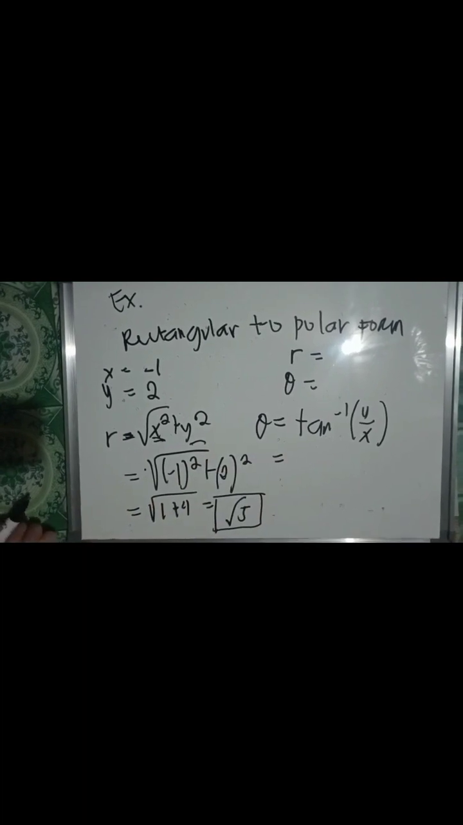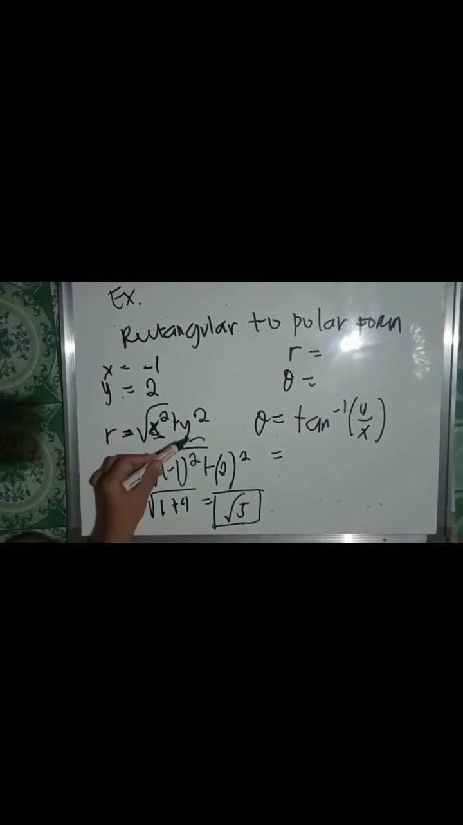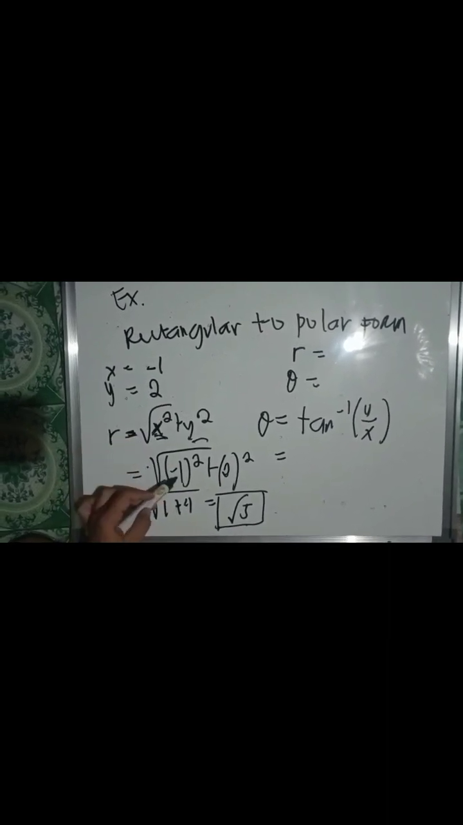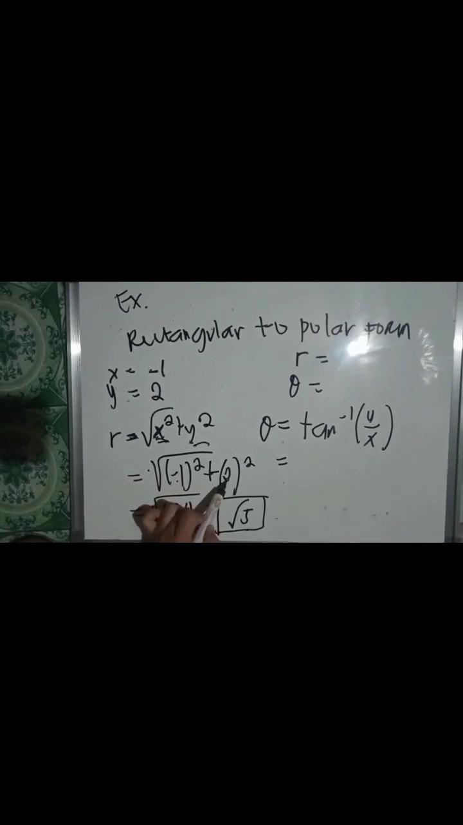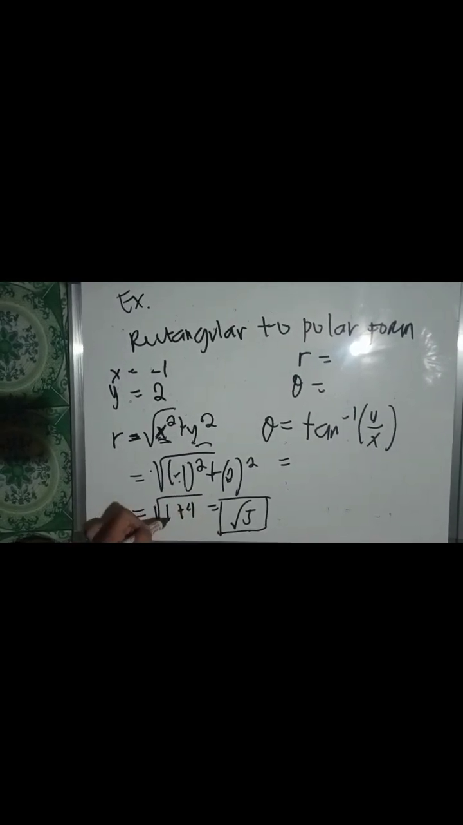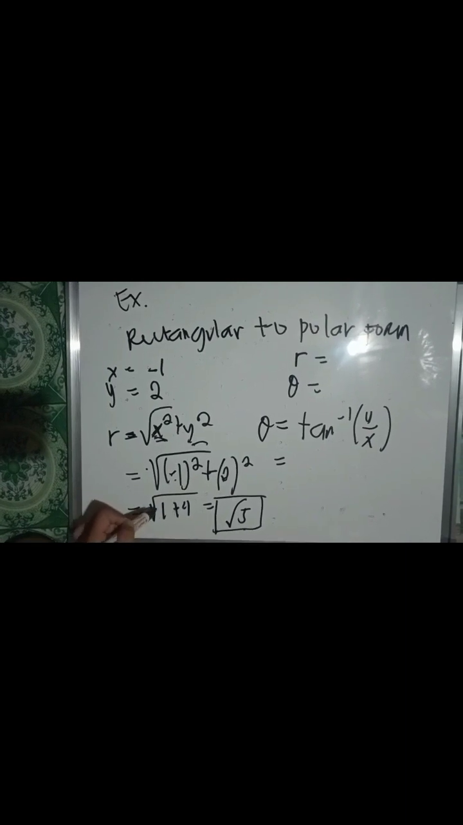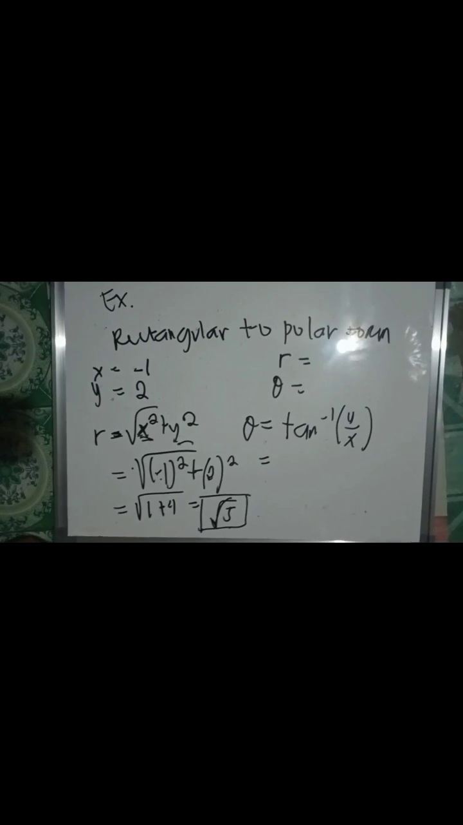But how did we come up with this result, square root of 5? It is by substituting the x and y, which is x is -1 squared plus y, 2 squared. 2 squared is equal to 4, and -1 squared is 1. So 1 plus 4 is equal to 5, therefore our result would be square root of 5.